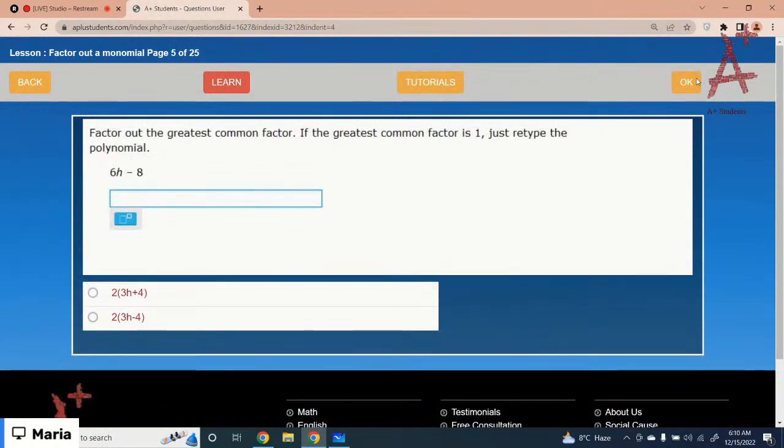Okay, the next one is 6h minus h. So which is the factor of 6h minus h? You can just take common 2. Got it? Because you don't have any common variable. So it would be 2 times 3h minus 4. Got it? The second option is the correct one.